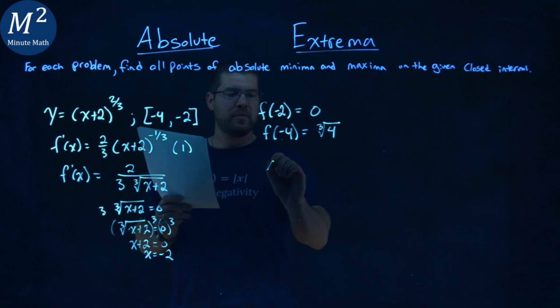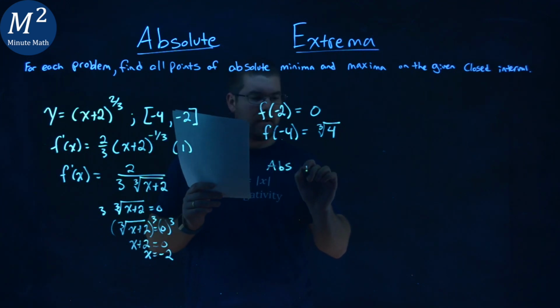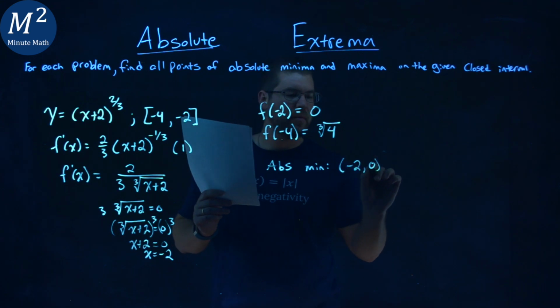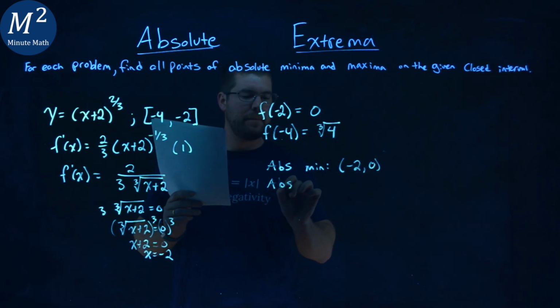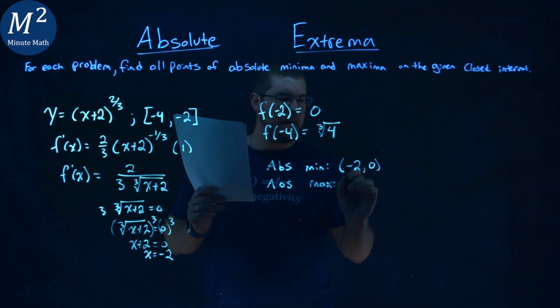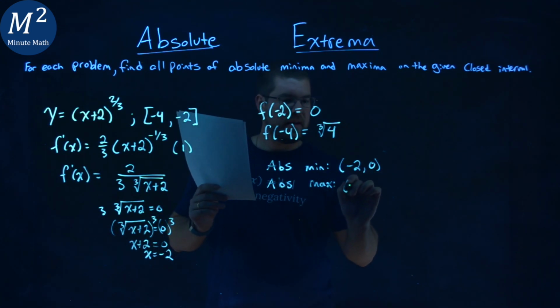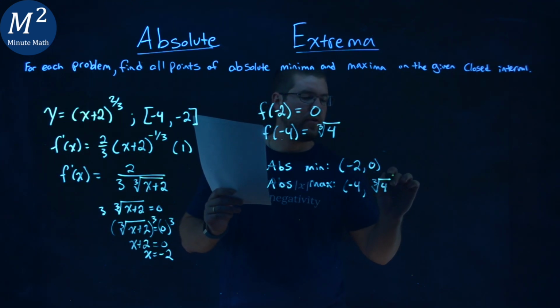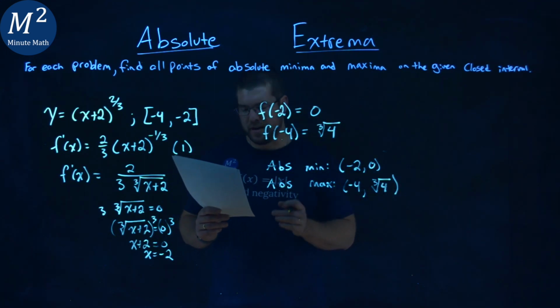And so our absolute minimum here is at -2, 0. And our absolute maximum, my marker is still alive after this, is at -4, 3rd root of 4. And that is our final answer.